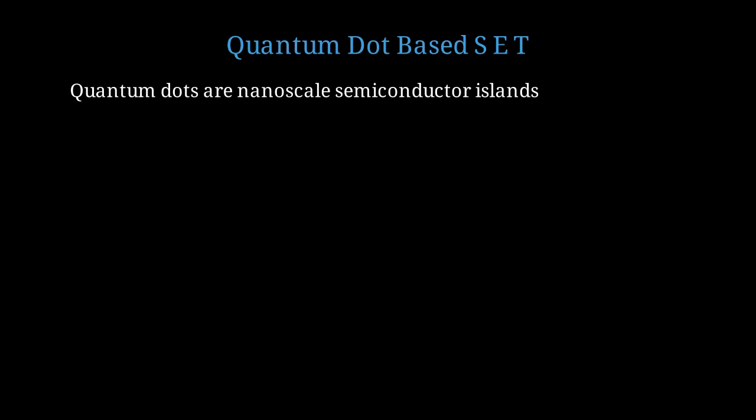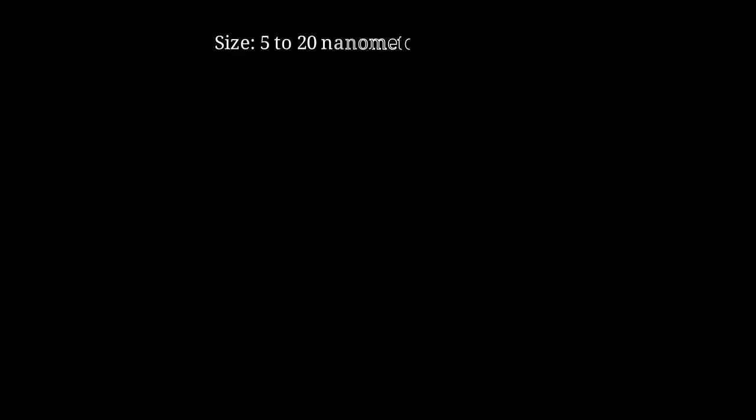Now let's discuss the different implementations of single electron transistors, starting with quantum dot-based devices. Quantum dots are tiny islands of semiconductor material, typically made from materials like gallium arsenide or indium arsenide. These dots are typically 5 to 20 nanometers in diameter, small enough that quantum confinement effects become important.